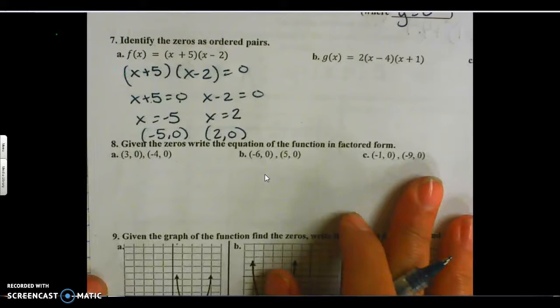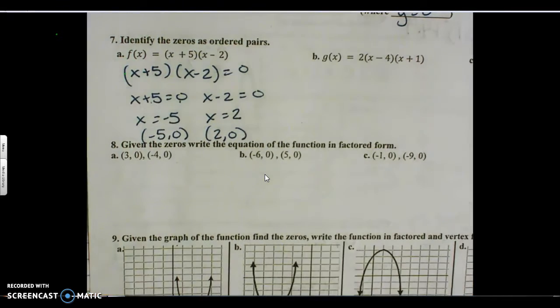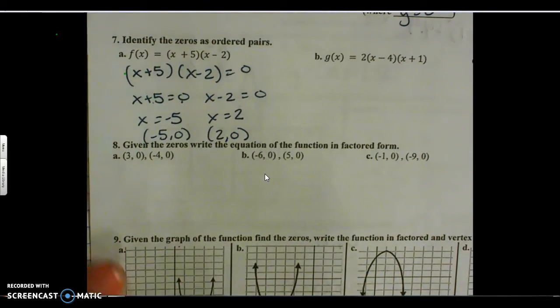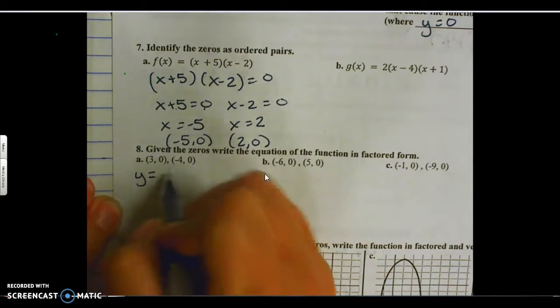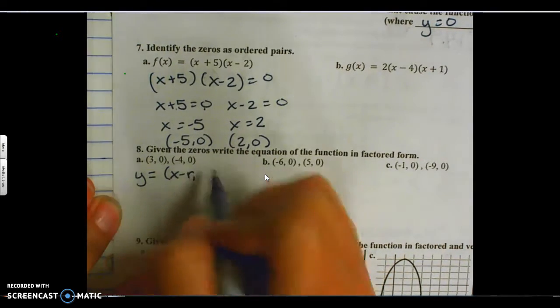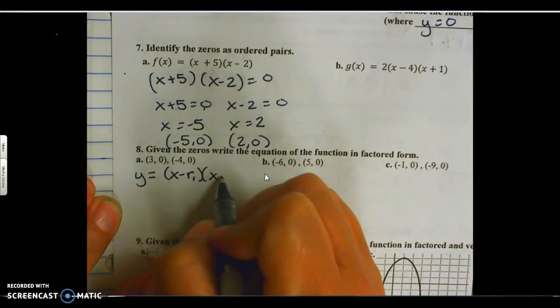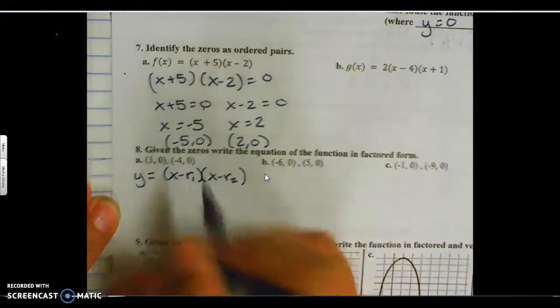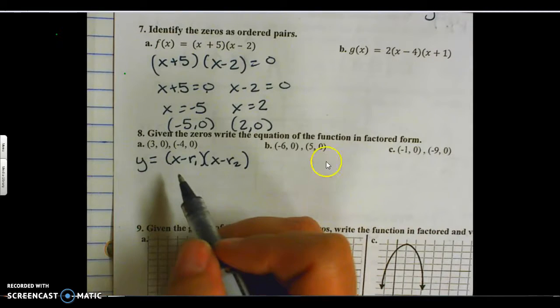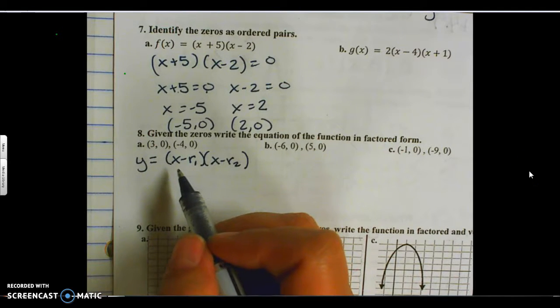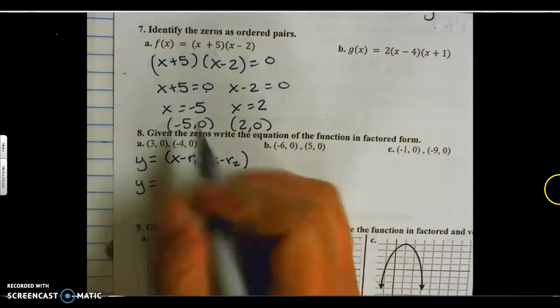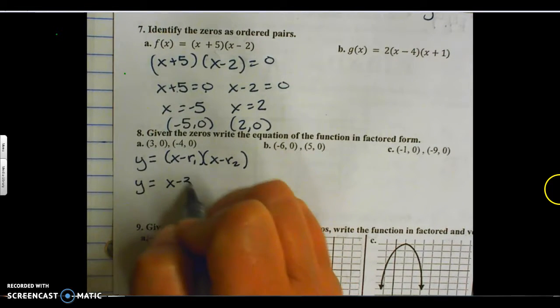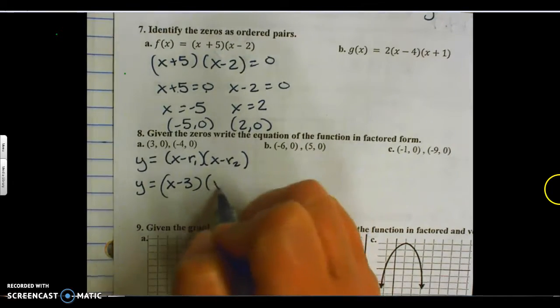It says, given the zeros, write the equation in factored form. Okay, so now you're going backwards. All you need to do is remember that it's y equals x minus r1, x minus r2. Remember that when you go into the parentheses with x, it's a sign change, because x is not very honest. So this becomes y equals x minus 3 times x plus 4.